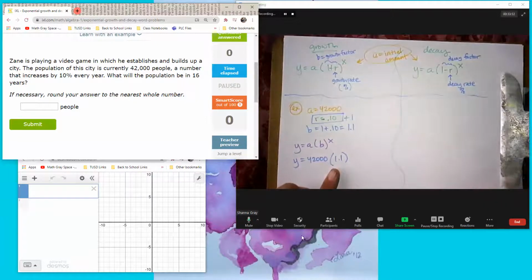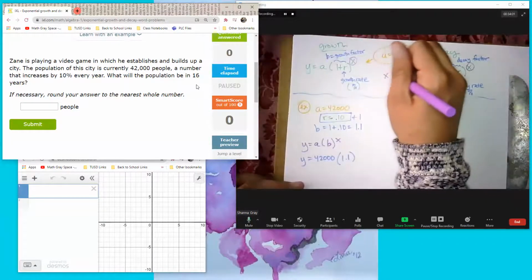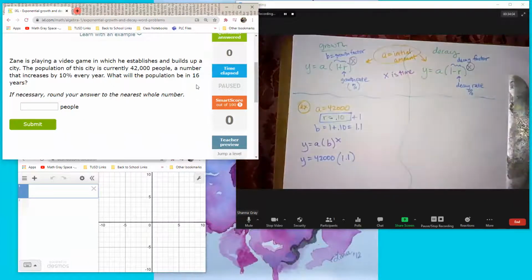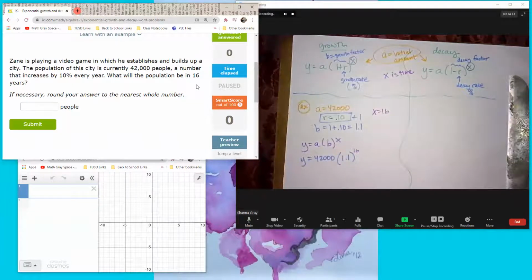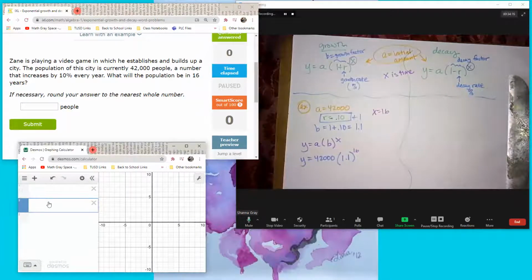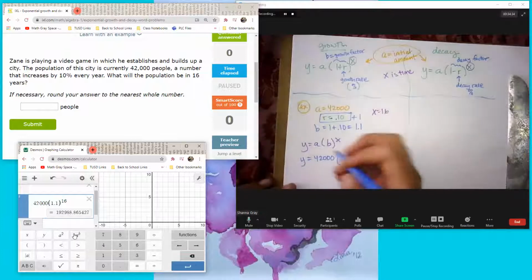Then the problem asks, what will the population be in 16 years? The last part of this is X, and X is time, mostly in years, but not always. So X equals 16 for this problem, and I'm basically plugging in 16 there. Then this is just a math problem. I'm typing in 42,000 times 1.1 to the 16th power. So it says 192.